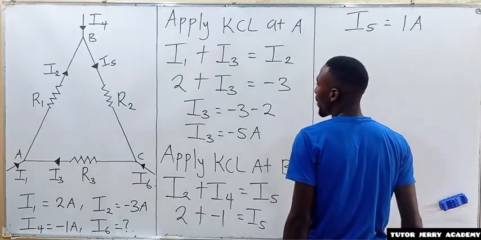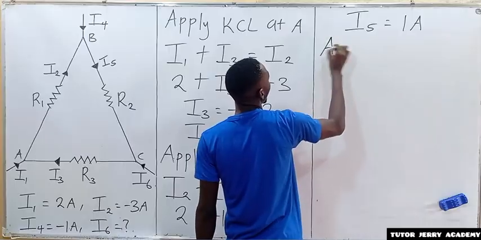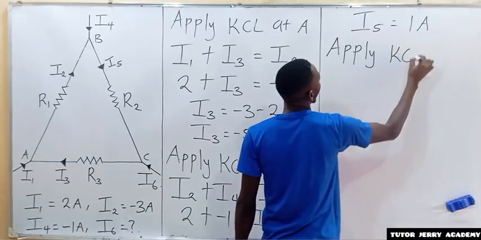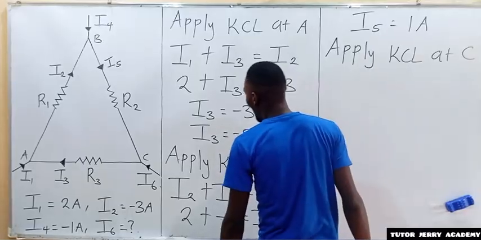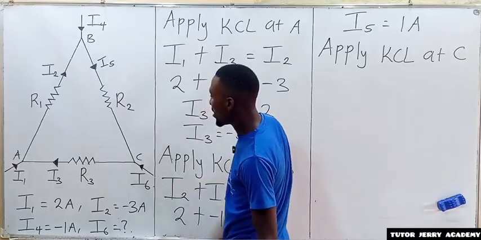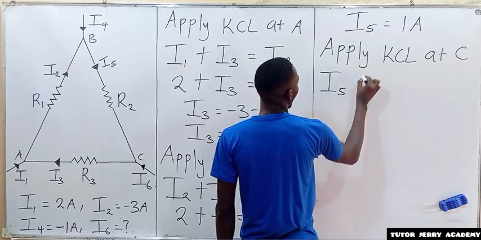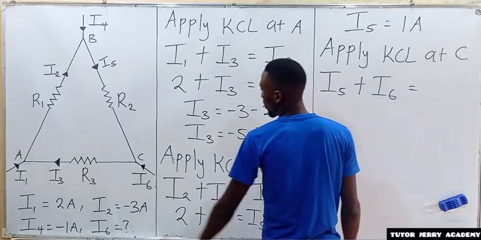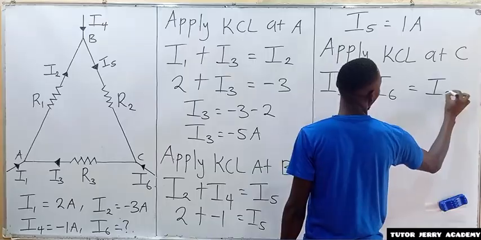So we are also going to apply KCL at node C. I5 is entering, I6 is also entering. So we have I5 plus I6, which will be equal to I3, since I3 is leaving.